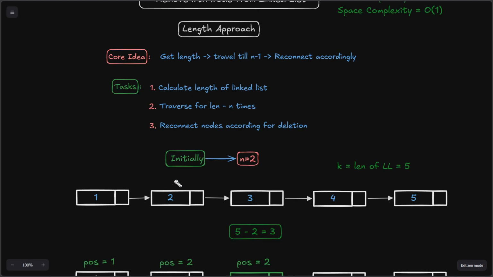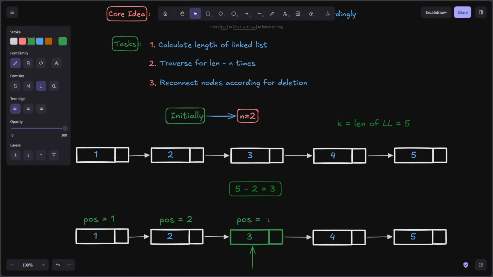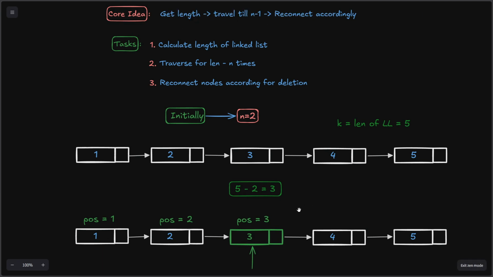Okay, so you can see the same case. Initially n is equal to 2. I'll calculate using a for loop or a function which is going to calculate length for me. So for this linked list, the length is going to be 5. So you can see n is 2, k is 5, 5 minus 2 is equal to 3. So you can see position 1, position 2, and this is position 3. Okay, so I've reached position 3 using this formula.